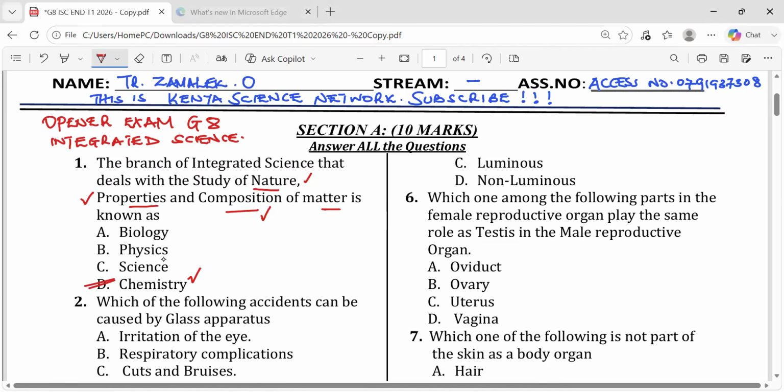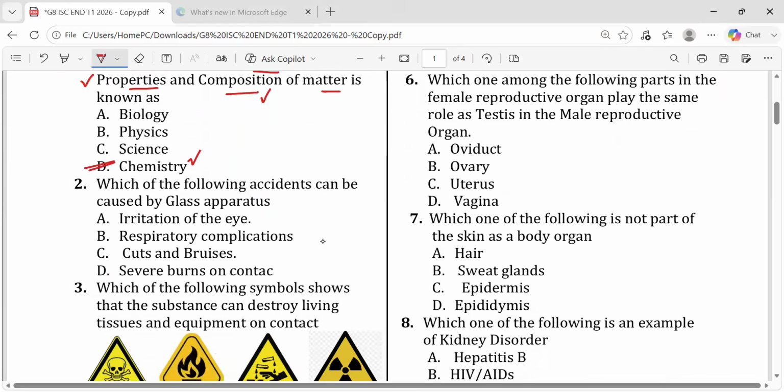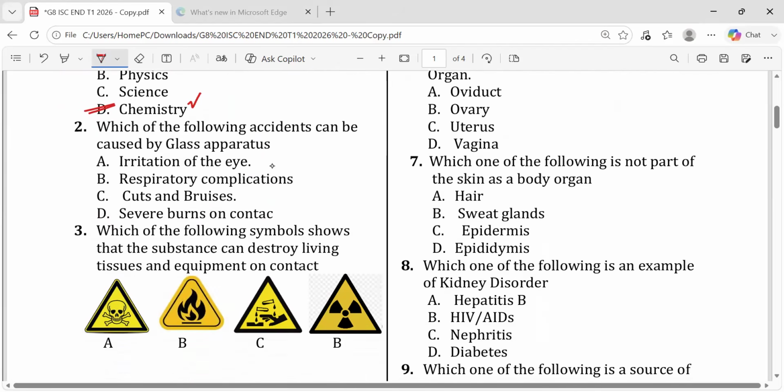Let's dive to the other options. Biology is the study of living things. Physics is the study of matter, force, energy. Science is general, so the study of the universe.